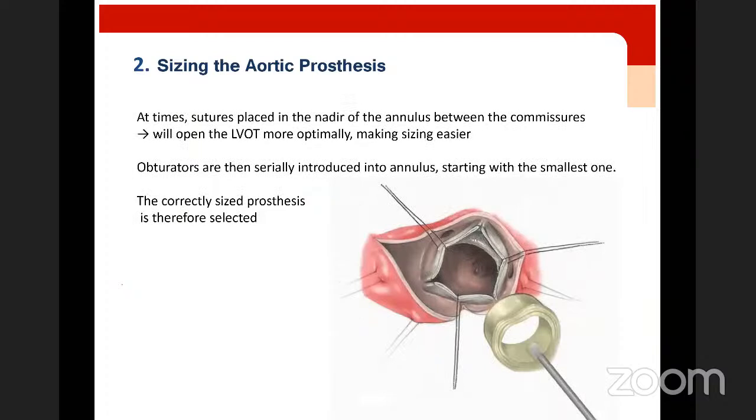Traction sutures can also be placed in the nadir of the annulus in between the commissures for more optimal exposure and easier sizing. Different sizes of obturators are then fitted into the annulus one by one, starting with the smallest, until we get the correct size prosthesis that can fit snugly into the annulus.